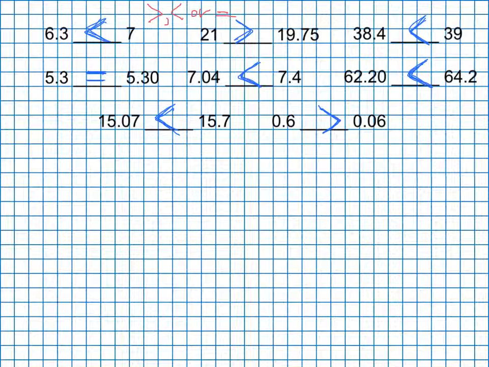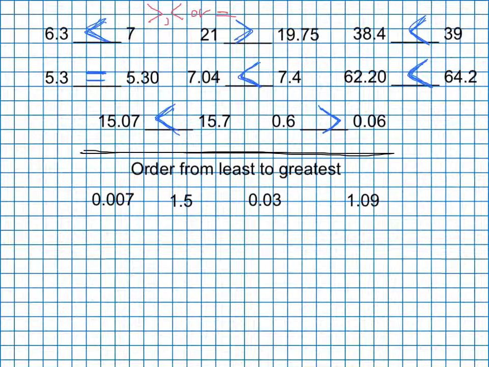The next problem that we're going to work on is we're going to order from least to greatest. What I'm going to do is type them, because then I can manipulate them. So just give me a second while I type our 4 numbers. Now, in this exercise, we're going to order from least to greatest. You do not have to write this, but you do have to write these 4 numbers.